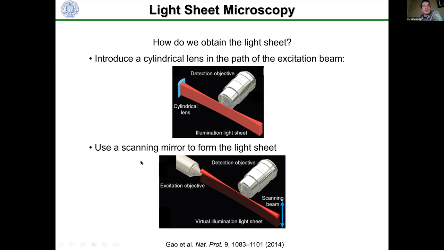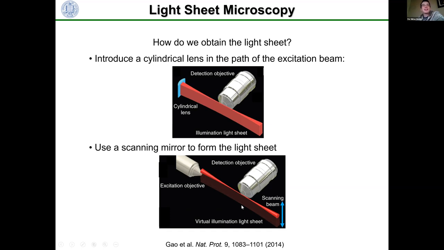So the other way to generate a sheet of light is to use a scanning mirror. So you just use an objective lens of low numerical aperture, typically, to focus your light into a beam, which then forms a kind of line in front of the detection lens. And then what you do is, during the camera exposure cycle, you scan this beam across the field of view at least once. And thereby you generate this virtual sheet illumination.